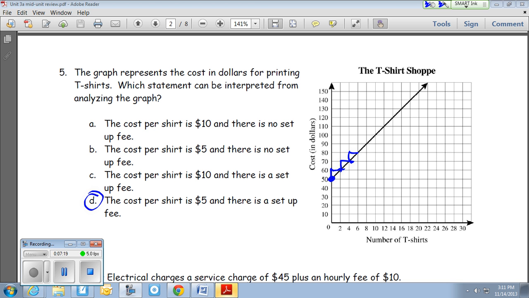Now look at my other answer choices. There's not a cost per shirt of $10. You got to make sure you look at your scale down here is every 2. The cost per shirt is $5. That's true, and there is no setup fee. That's not true. So that's okay. This is not true. Letter C, the cost per shirt is not $10, but there is a setup fee. So the only one that works for both is letter D.